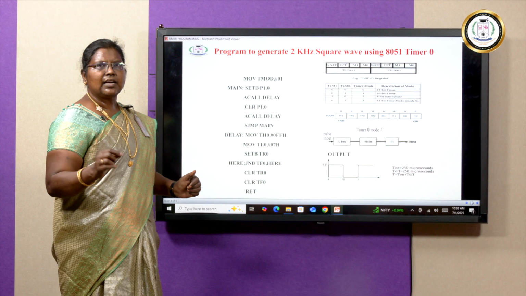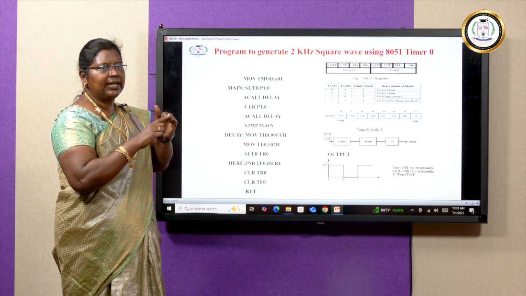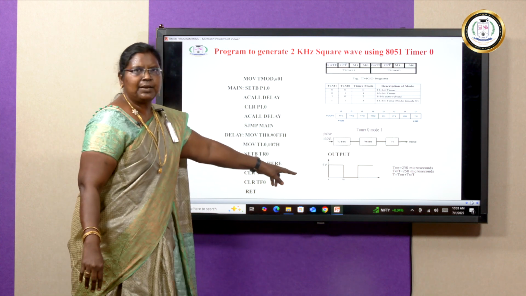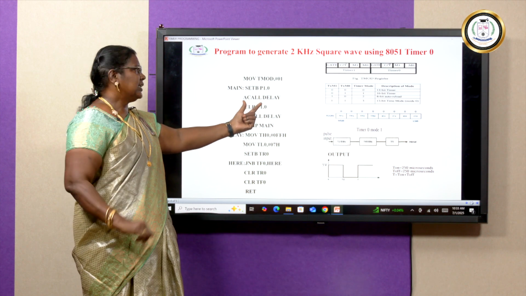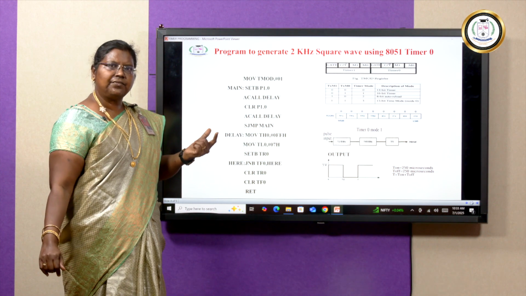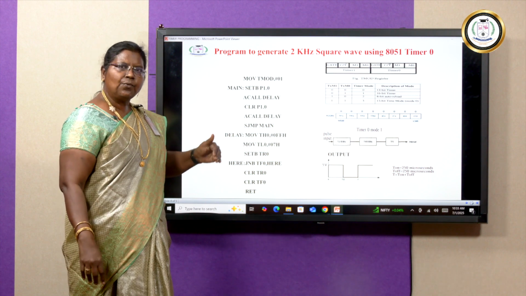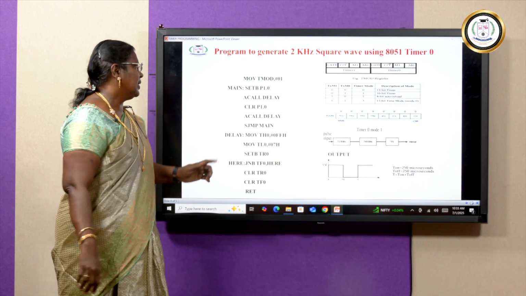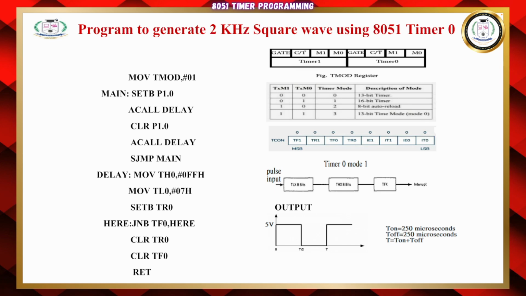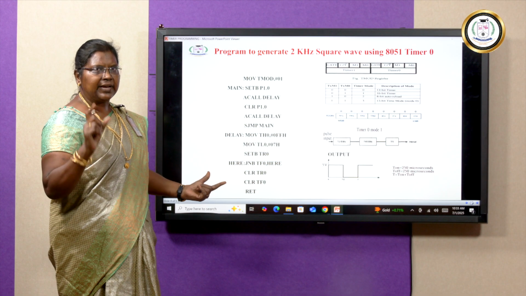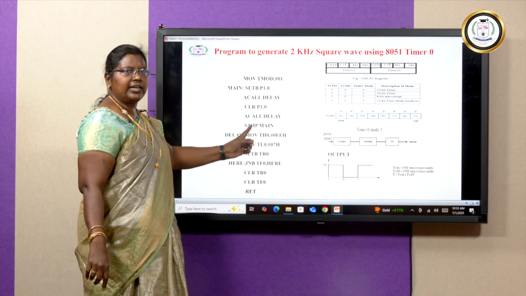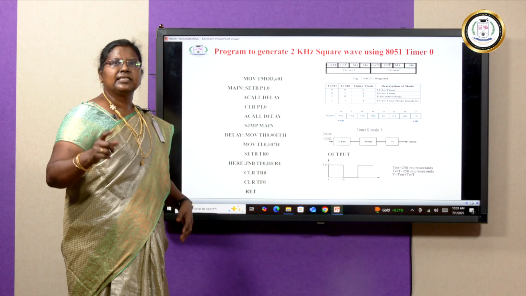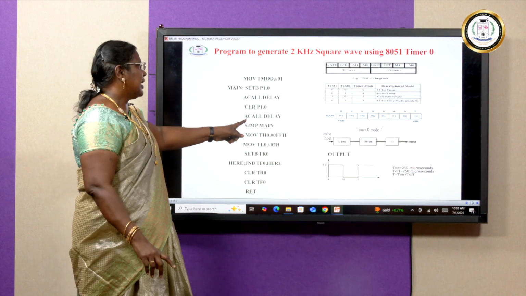There, we have completed the on-time delay of 250 microseconds. Now we have to generate the off-time delay of 250 microseconds. For that we make the bit low by clearing P1.0. Initially we made it 1, which is the on time, and now we made it 0, which is the off time of the square wave. We call the same delay, which generates an off time of 250 microseconds. The same operation is repeated for the off time. Once it returns to the main program, we need the square wave to be generated continuously, so we jump to main.